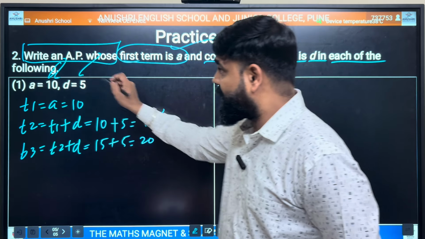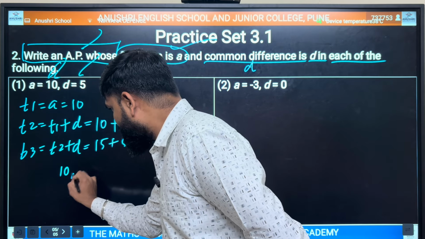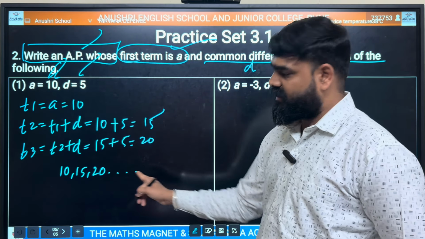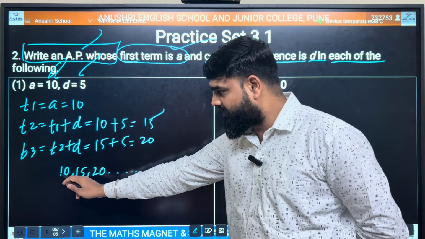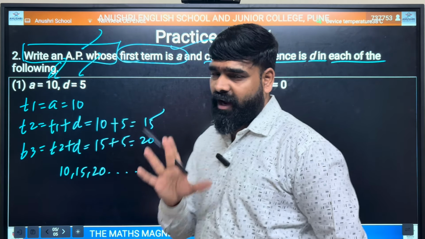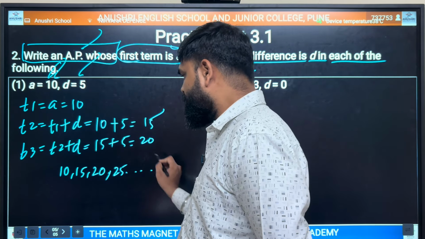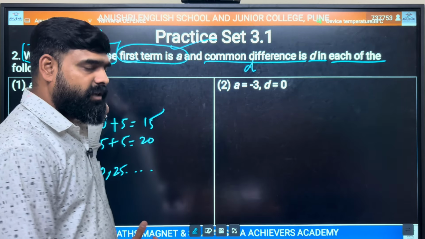So an AP, we can write the AP here. 10, comma 15, comma 20, and you have to do like this. So that will tend to infinity. So we have got an AP here, 10, 15 and 20. You can write the fourth term also, that will be 25. So this is how you have to solve such questions.